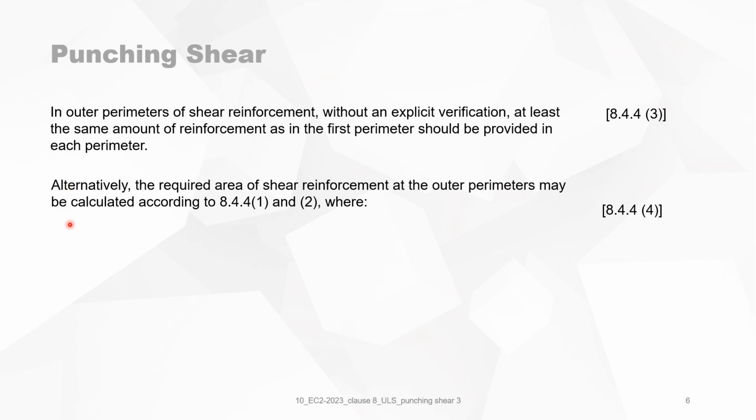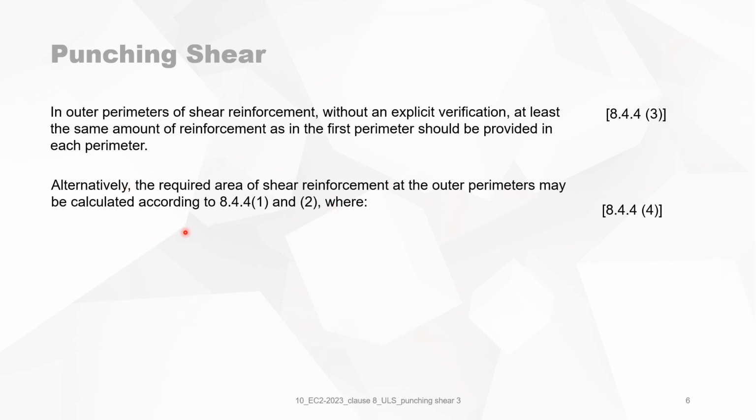There can be an alternative, and it is that the required area of shear reinforcement at the outer perimeters may be calculated according to what we have seen just in the slides before. So this means that you have one control perimeter b0.5, you calculate the reinforcement, then you take the next perimeter, which is at 1 dv further on. For this new perimeter, you recalculate the needed reinforcement, and so you go on until you reach a perimeter where you do not need any reinforcement anymore.